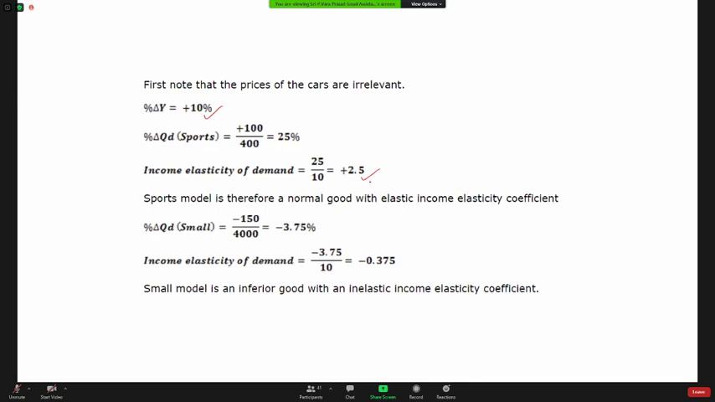Sorry, for the old small cars, it is minus 0.37. So what can you see here? For the sports cars, the elasticity is more than 1, and here it is less than 1. So the small model is an inferior good with an inelastic income. So did you try to calculate this?